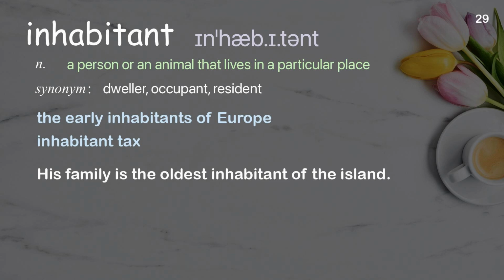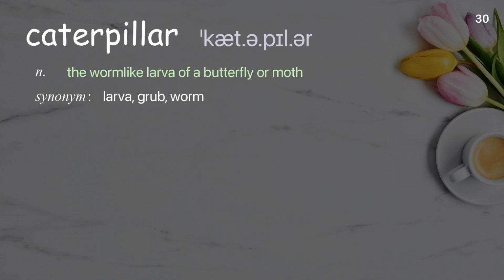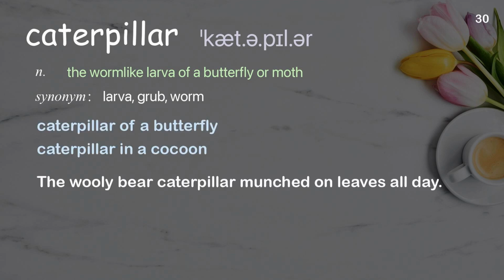Caterpillar: the worm-like larva of a butterfly or moth. Examples: caterpillar of a butterfly. Caterpillar in a cocoon. The woolly bear caterpillar munched on leaves all day.